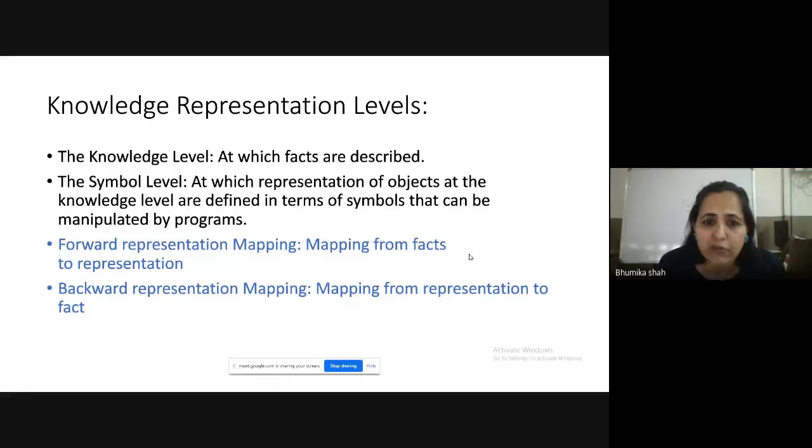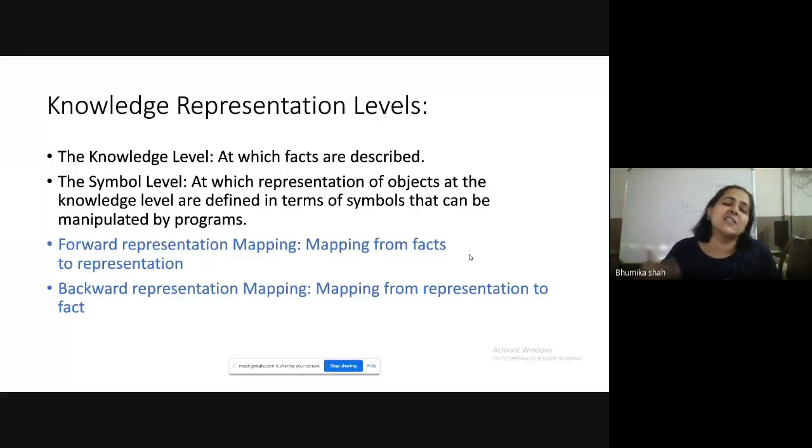Now the representation of facts is done at two levels. The first level is called the knowledge level. What do we do at the knowledge level? We just describe our facts, write our facts, and that process is called the knowledge level. What is the second level? That is called the symbol level. At the symbol level, to represent our facts, we have different objects, and we represent the different objects with the help of different symbols.